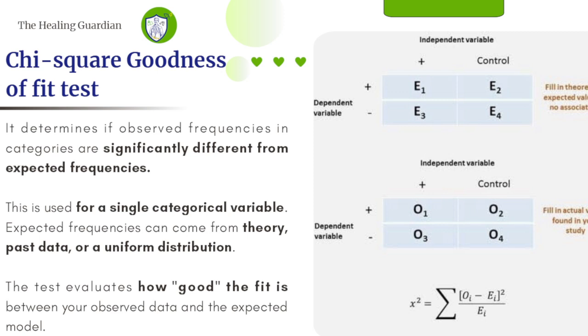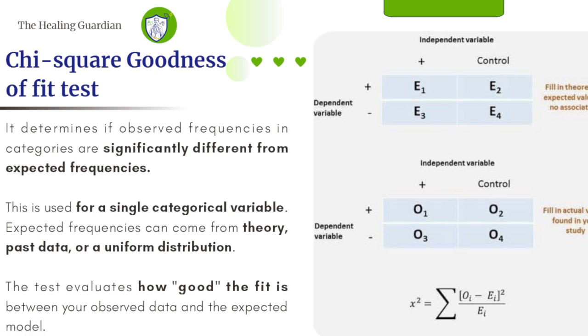This is used for a single categorical variable. You have used one variable, you have recorded your data. You want to compare it with the hypothesized values which are already standard to see if there is statistical difference. The expected frequencies can come from theory, past data, or a uniform distribution. Then, this test is to evaluate how good the fit is between your observed data and the expected. Are they fitting? Are they associated, or are they statistically different?